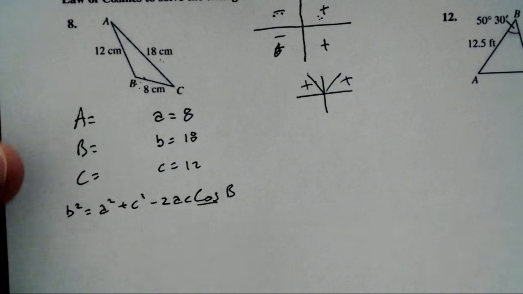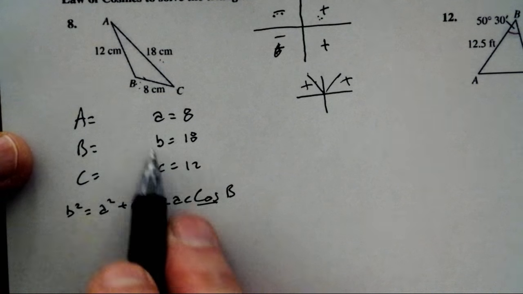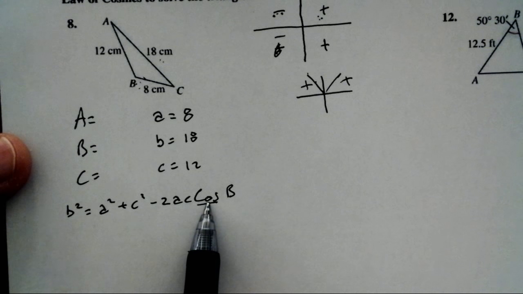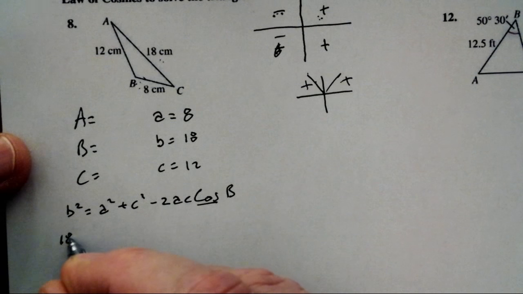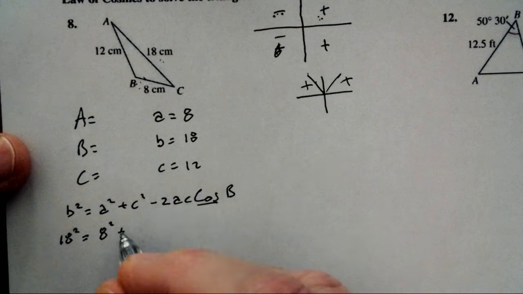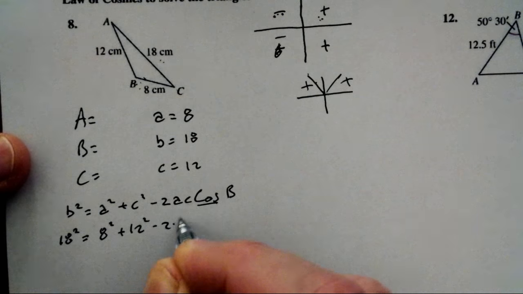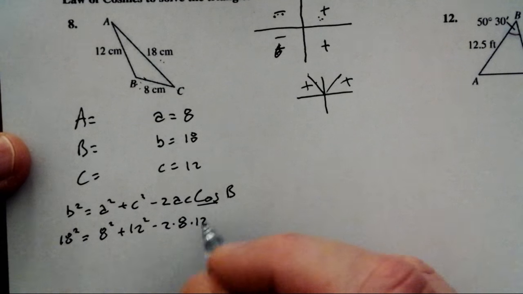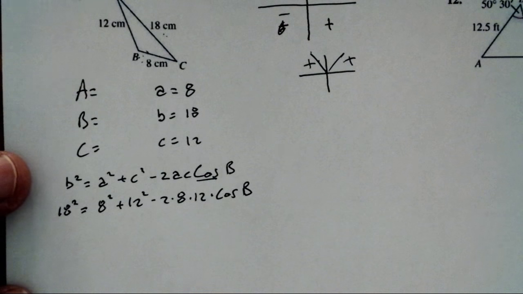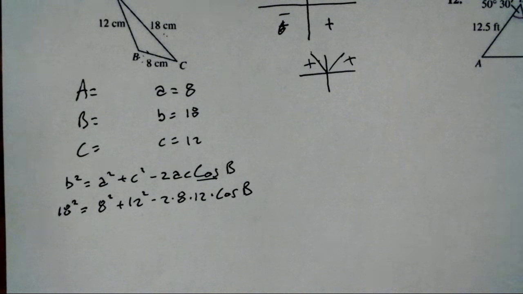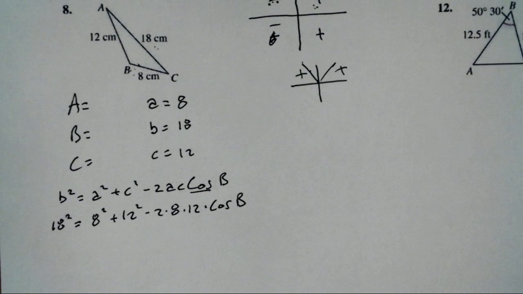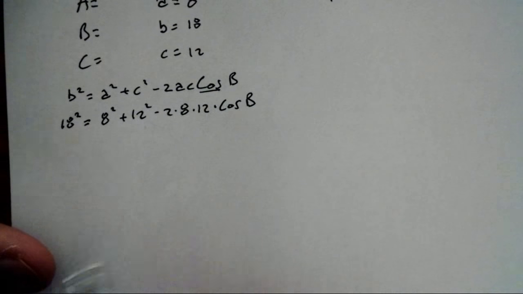Kind of interesting. All right, so I'm going to put values in. In fact, normally I would just start by putting values in, but I wanted to show that. So b is 18 squared equals 8 squared plus c, which is 12 squared, minus 2 times 8 times 12, I repeat those, times cosine of b. And now, you guys are pre-calculus students, many of you watching this probably honors pre-calculus students, so we can do this in one step.